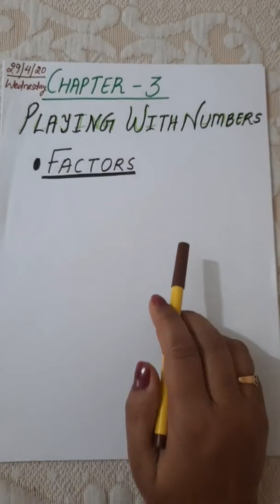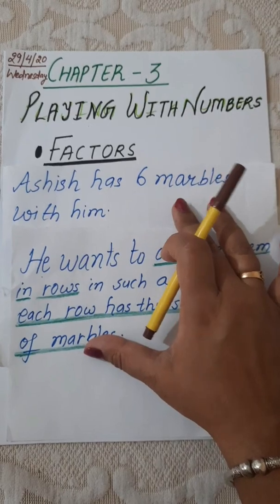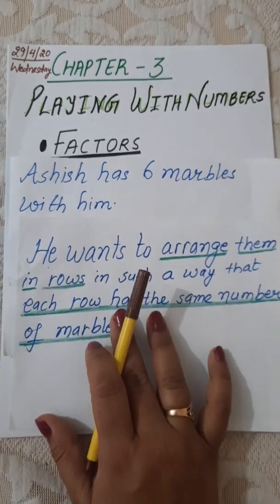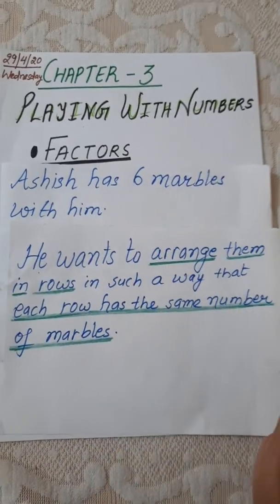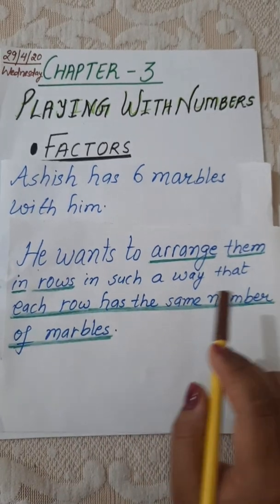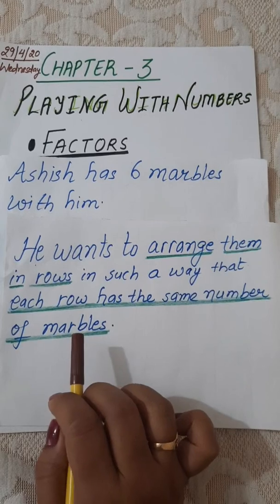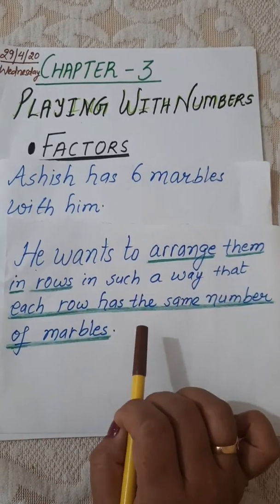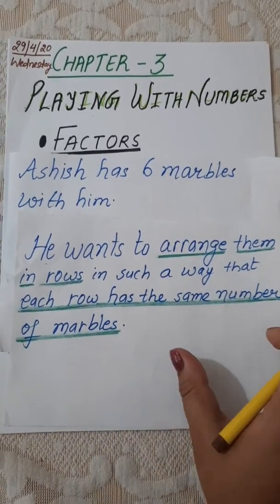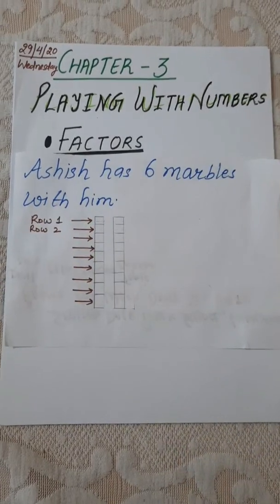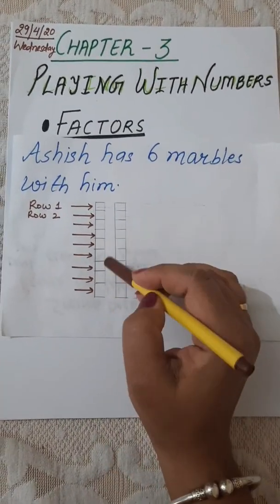To understand the concept of factors, suppose Ashish has 6 marbles with him and he wants to arrange them in rows in such a way that each row has the same number of marbles. For this you must know the meaning of rows. For this, look at this pattern.